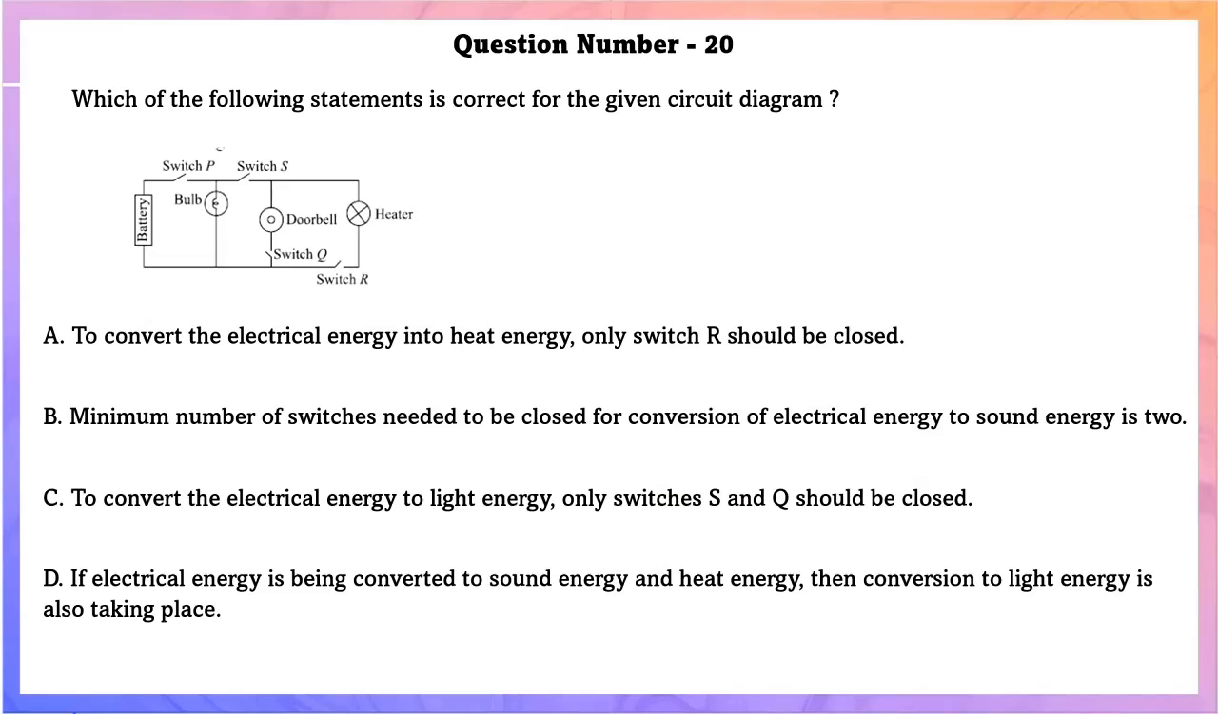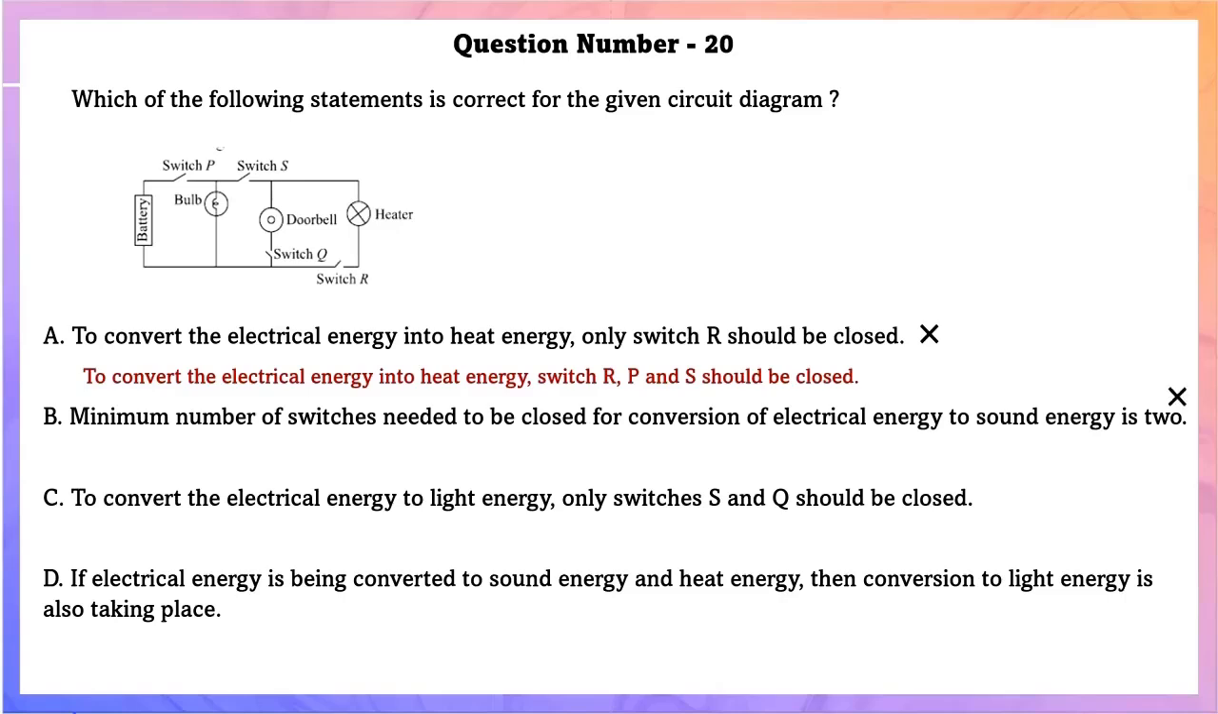Question number 20. Which of the following statements is correct for the given circuit diagram? A. To convert the electrical energy into heat energy, only switch R should be closed. To convert the electrical energy into heat energy, switches R, P and S should be closed. So this statement is false. B. The minimum number of switches needed to be closed for conversion of electrical energy to sound energy is 2. This is also false. To convert electrical energy to sound energy, we need to close switches P, S and Q.